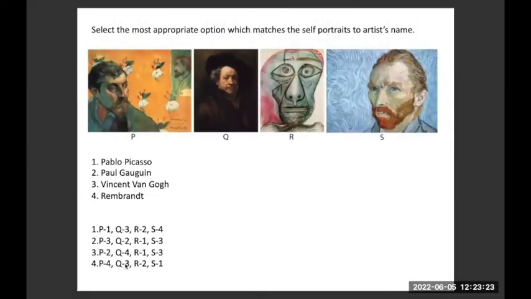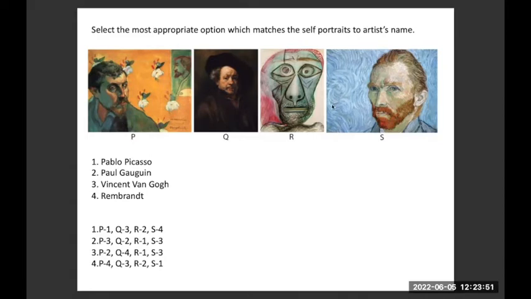For this question, actually, I'm not keen on finding the correct answer. I will tell you the correct answer, but I would want you to take 5 minutes and search on all these 4 artists. Of course, after doing that, you will be able to guess whose painting is whose. And they are all self-portraits made by the artists themselves.